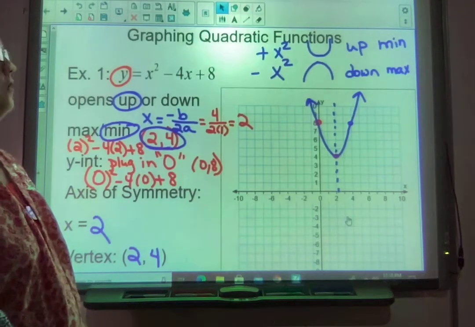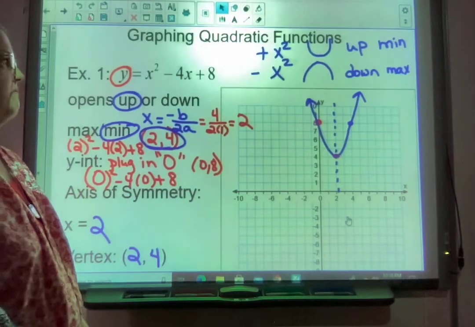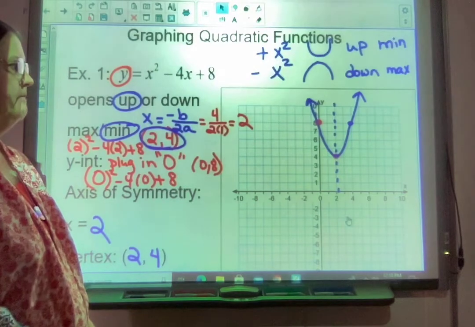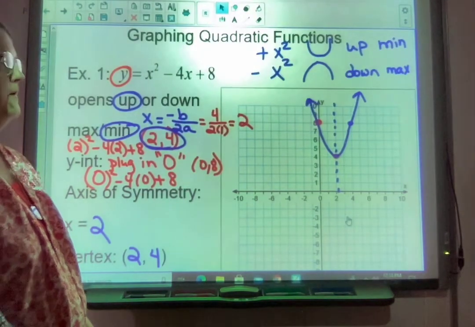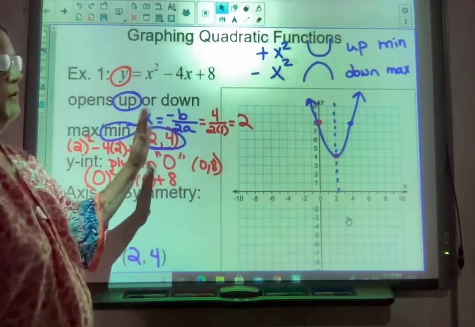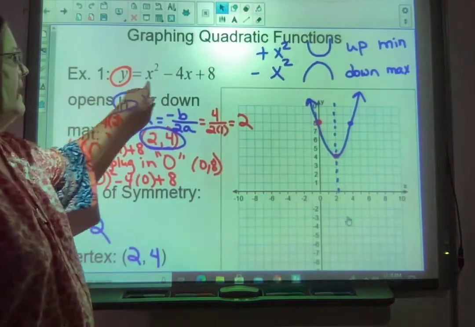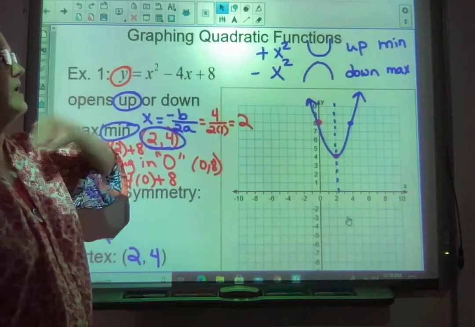This is our quadratics graphing lesson. Now, use Desmos to help you graph these. I want to point out here's the equation, y equals x squared minus 4x plus 8.